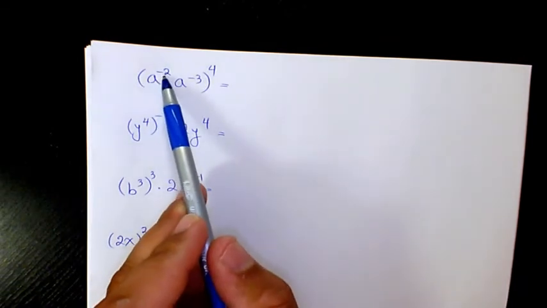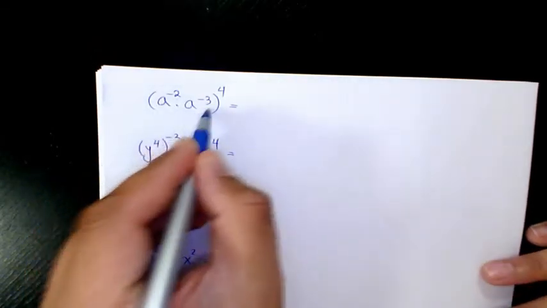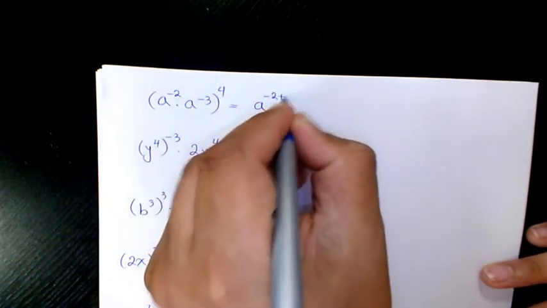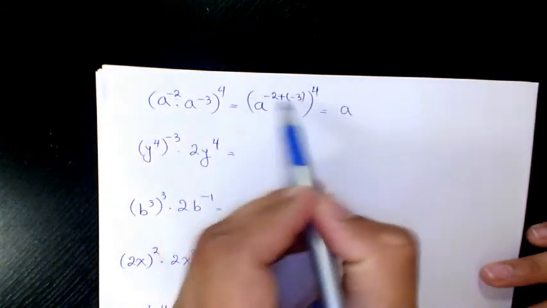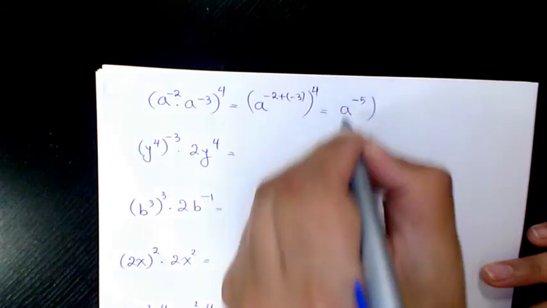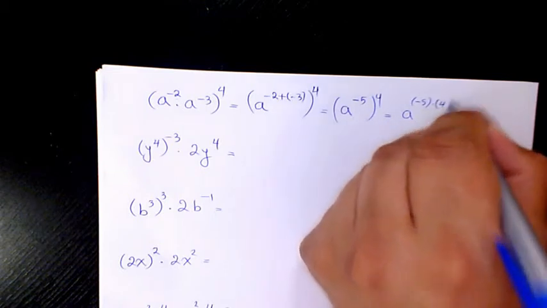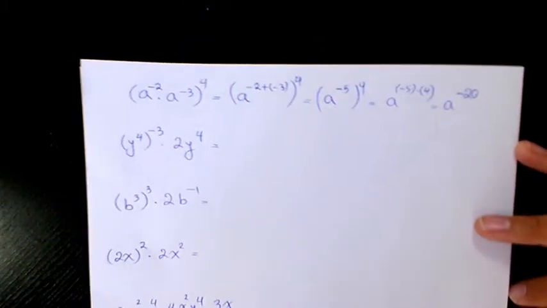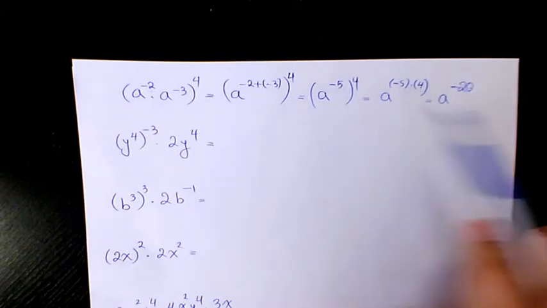a to the power of negative 2 times a to the power of negative 3, all to the power of 4. First of all, I'm going to find the expression inside the bracket. It's a to the power of negative 2 plus negative 3, to the power of 4. So negative 2 and negative 3 is negative 5, to the power of 4. So it's going to be negative 5 times positive 4, so a to the power of negative 20, because when you have a power of another power, you need to multiply the exponents.